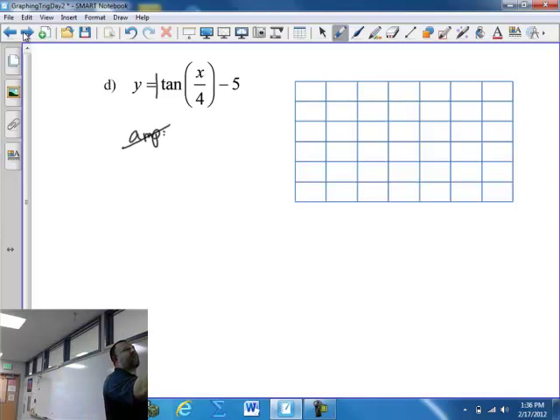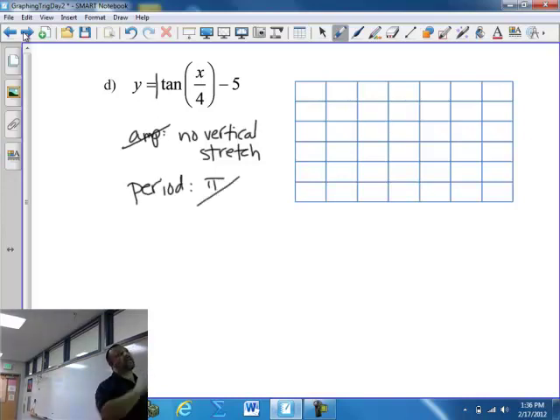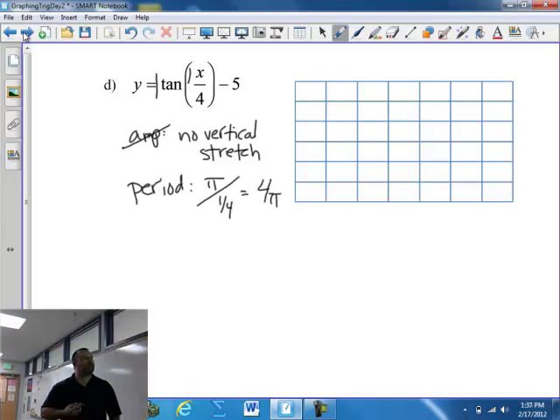But the one number in front of that is 1, so there's no vertical stretch at all. And you don't have to write that down. We're going to write it down so you know we covered it, but you should just recognize that. Okay, so the period of a tangent function is normally what? Pi over b. And b in this case is 1/4. So it's pi divided by a fourth, which is really just 4 pi. So it's a stretch. So we're horizontally stretching this to be 4 times longer than it normally is.